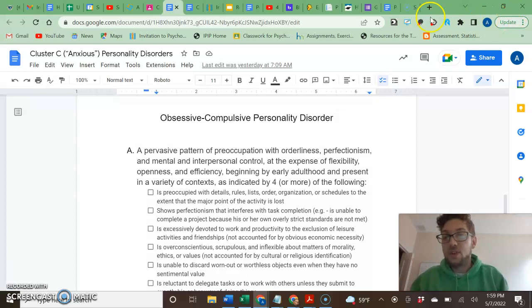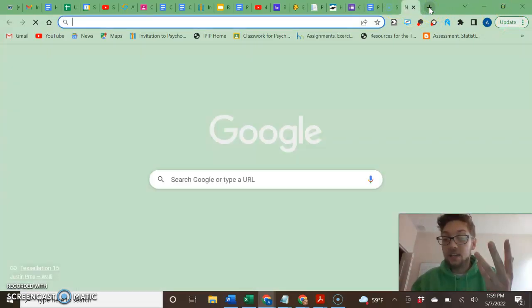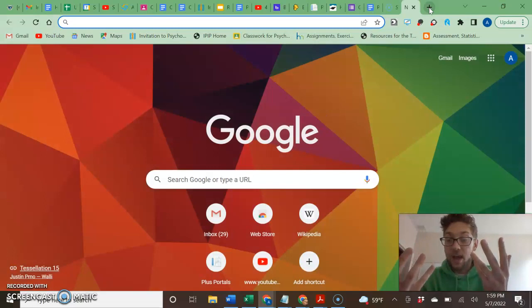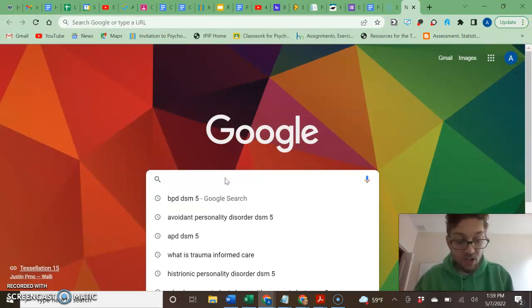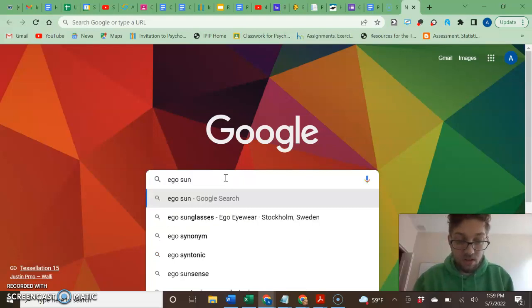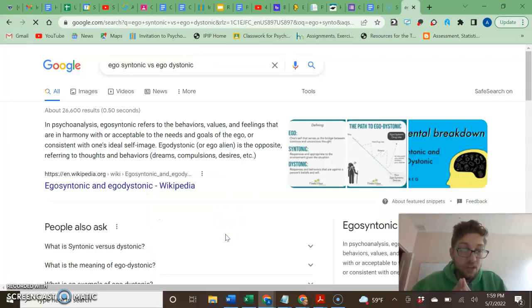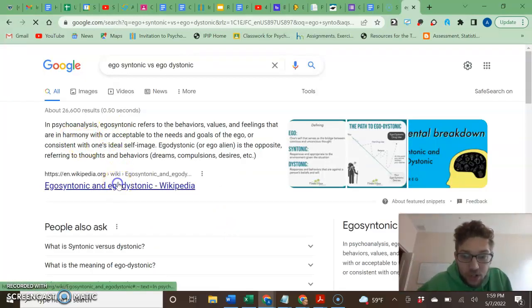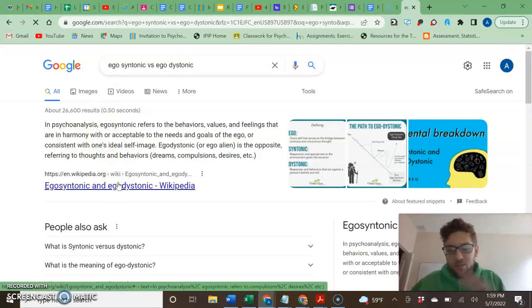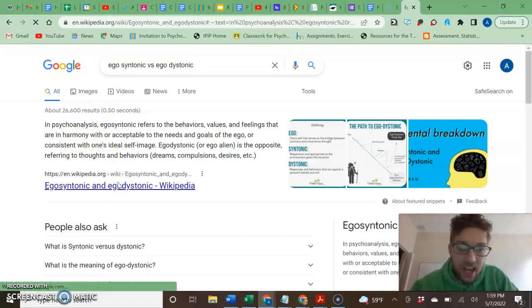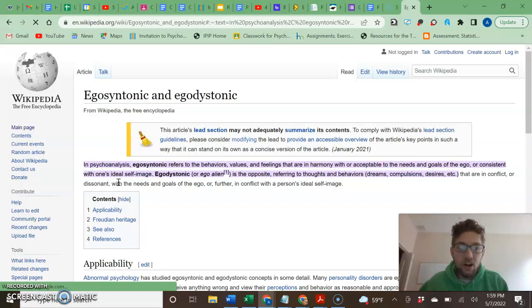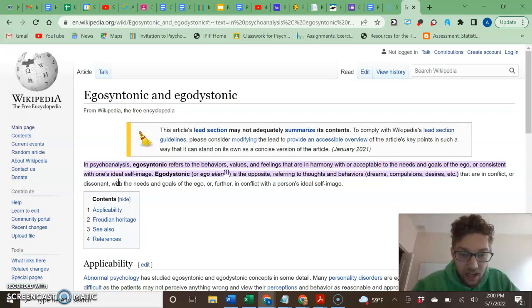And this goes back to the difference between being ego-syntonic and ego-dystonic, right? So let's look up a very brief definition here. So this does ultimately refer to a concept that comes from psychoanalysis, but we don't need to root it ultimately to Freud or some of his wacky ideas. But very basically, as this Wikipedia article accurately describes, ego-syntonic refers to behaviors, values, and feelings that are in harmony with or acceptable to the needs and goals of the ego, the self. So we think we're okay, we're good, right?